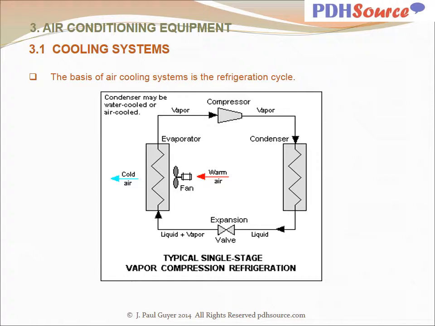The return air from the conditioned space in the building is kind of warm. It's a little warmer than comfort conditions would want it to be. And that warm air is blown across this cold coil in the evaporator. That cools the air, and then that cold air is pushed by the fan through the duct system to the various occupied spaces in the building, and it cools the people off.